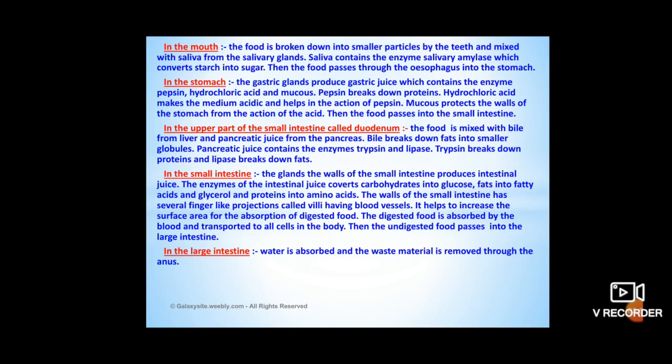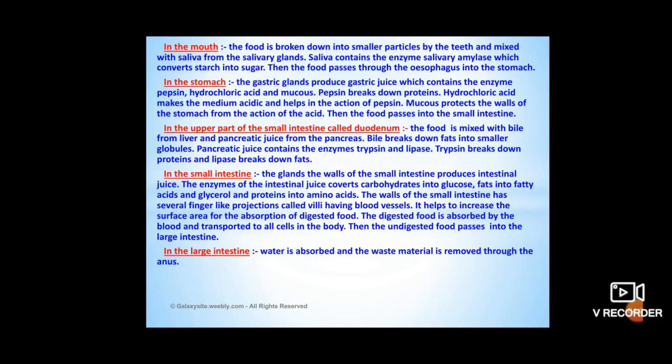Dear children, these salivary glands are located in the jaws. So these salivary glands secrete an enzyme, which we call salivary amylase.